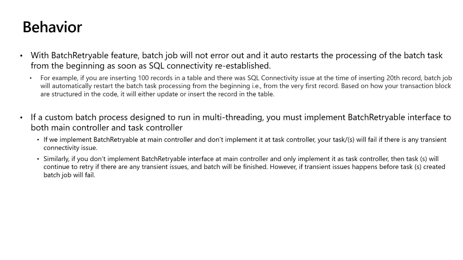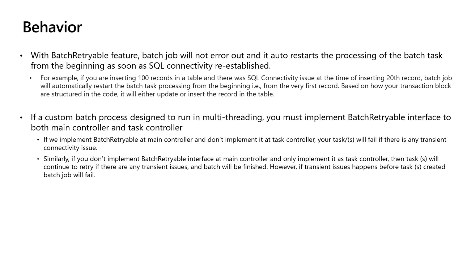Similarly, if you do it vice versa, so you implemented batch retriable on your task controller level, but you didn't do it at the main controller level, and there's any SQL transient connection failure, your task is going to retry because the task was executing when the SQL transient failure happened. The task is going to retry and finish, and your main controller class is also going to finish.